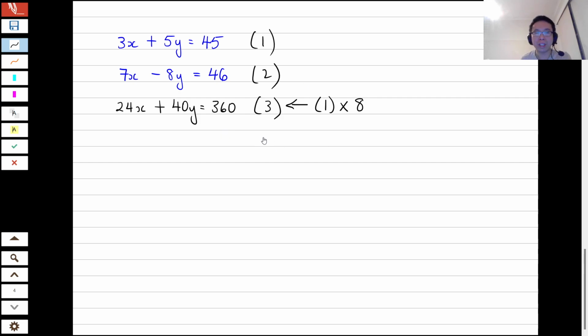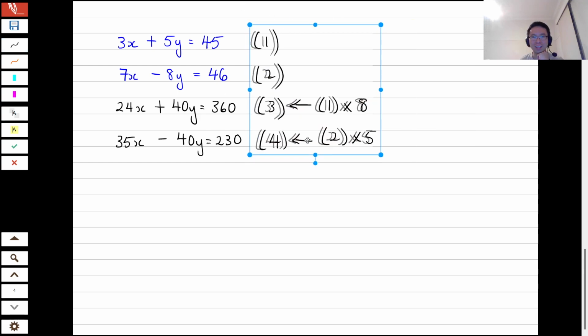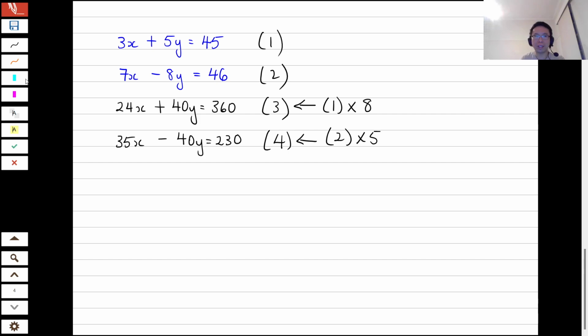And I'm going to take everything in equation 2 and multiply it by 5. And I'm going to call the result equation 4. So 7 times 5 gives me 35. 8 times 5 gives me 40. And 46 times 5 gives me 230. So hopefully you're seeing where this is going. After doing this, this sort of scaling multiplication step, I've now got a situation where I've got 40 and 40.